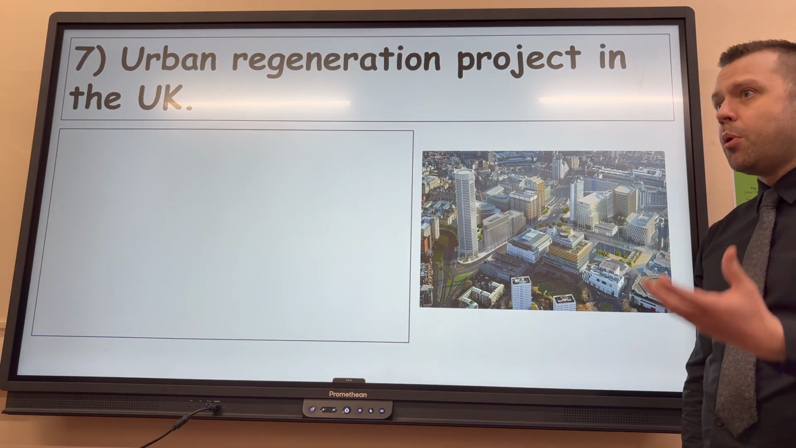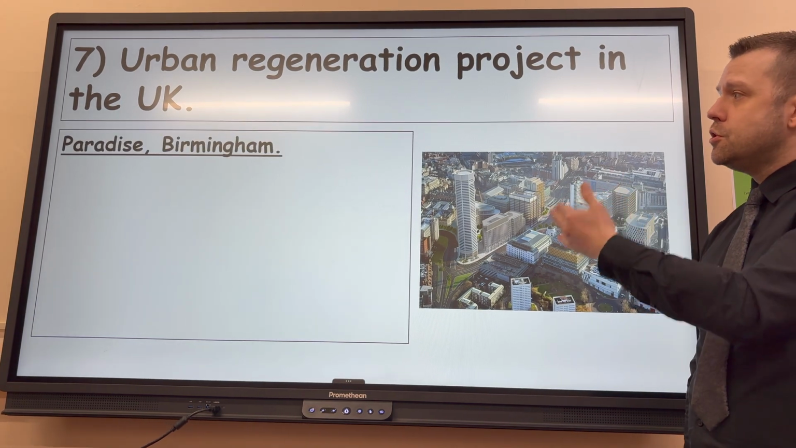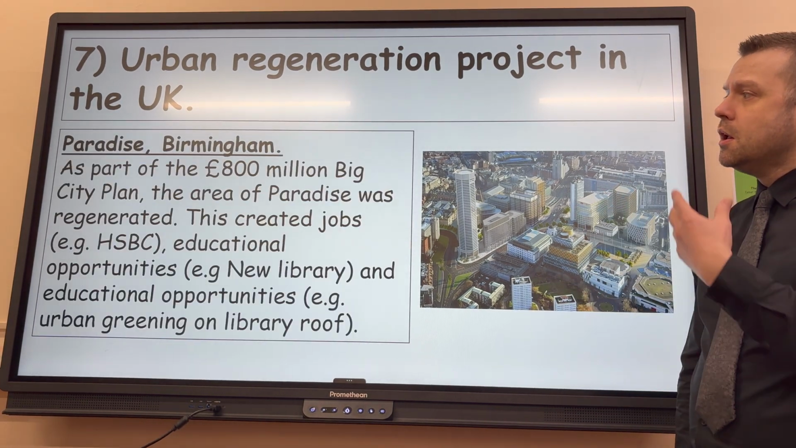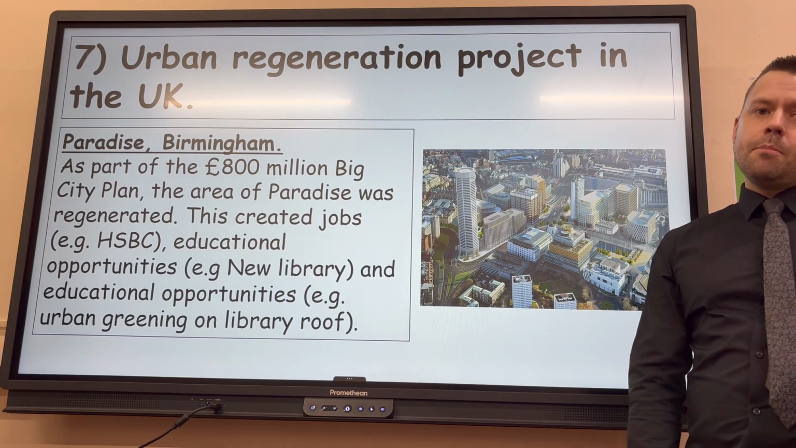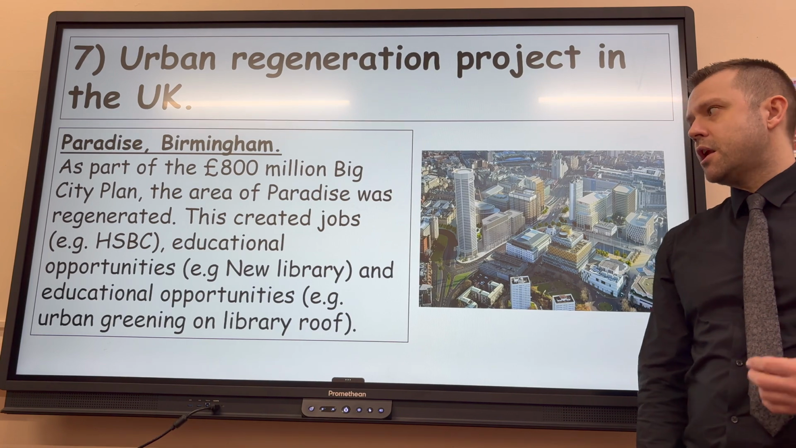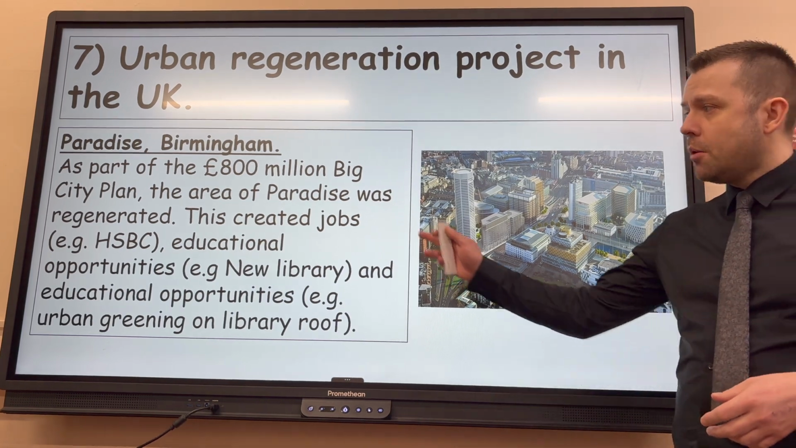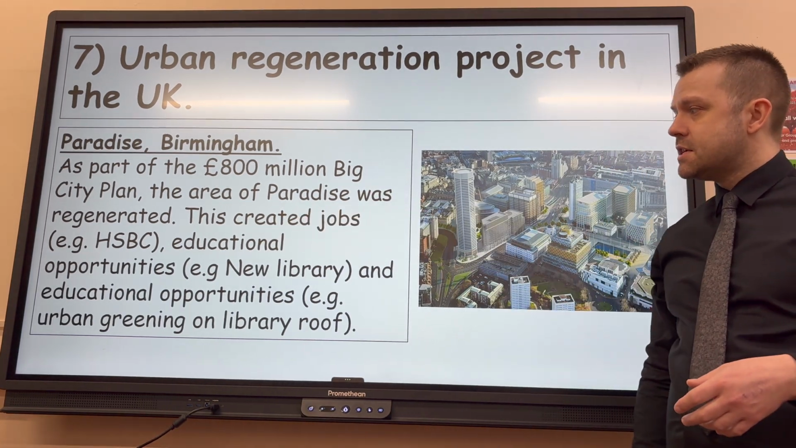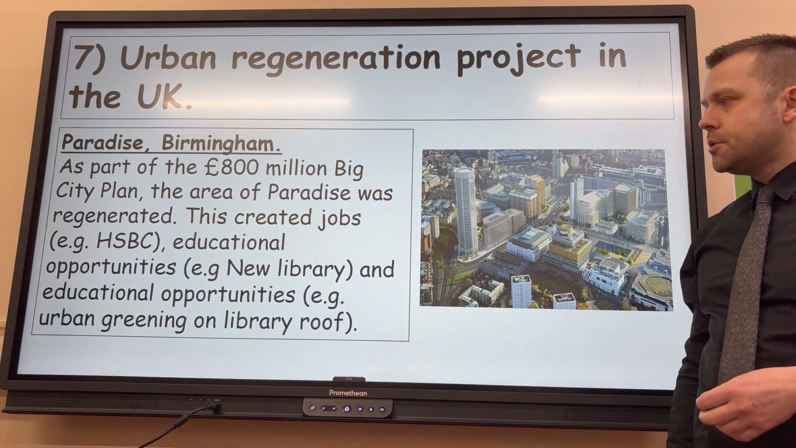Grand Central, the Bullring, but for this one I'm going to use Paradise in Birmingham. There was an £800 million big city plan, and as a part of it, the area Paradise was regenerated. This created jobs, the aforementioned HSBC, and it created educational opportunities, e.g.